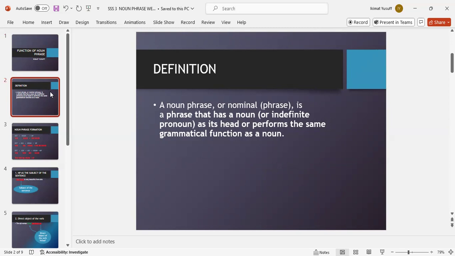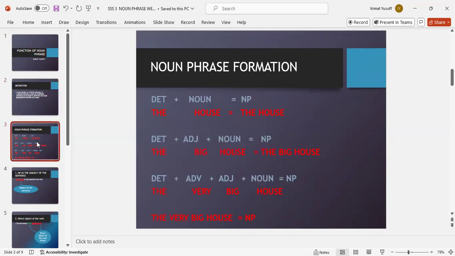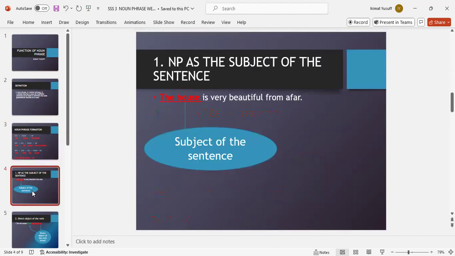We had talked about this before, and we talked about how to identify noun phrases. The determiner plus a noun will give you a noun phrase. The determiner plus an adjective plus a noun will give you a noun phrase. The determiner plus an adverb plus an adjective plus a noun would also give you a noun phrase. So now we'll move to functions of noun phrases.